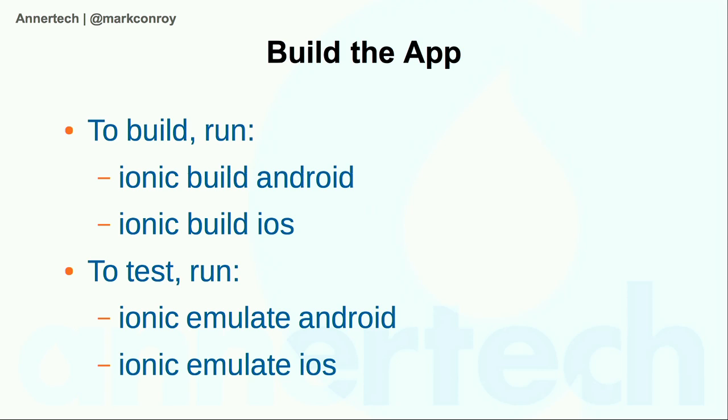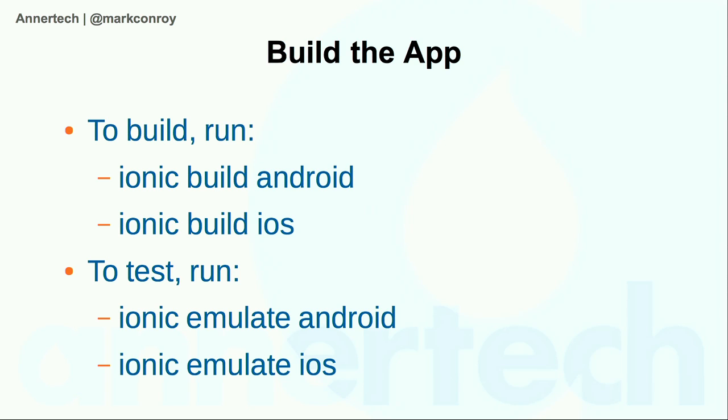So to build the app then, you go back to your terminal, you cd to the directory where your app is, and you run the command ionic build android, and that takes maybe 30 seconds or a minute or so, and it builds you an Android app. And then you run a second command, ionic build ios, and again it takes another 30 seconds or a minute, and it builds you an iOS app. And then you can test them.